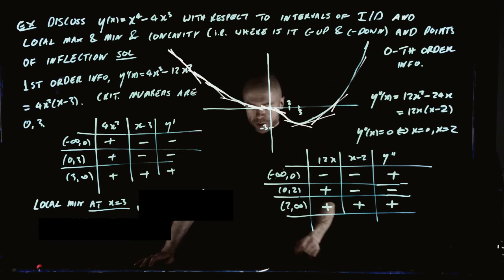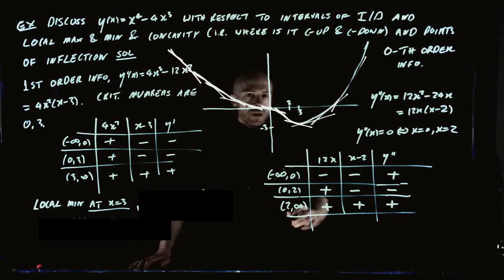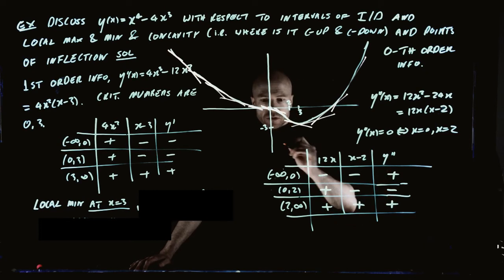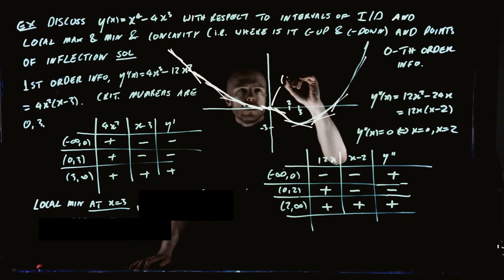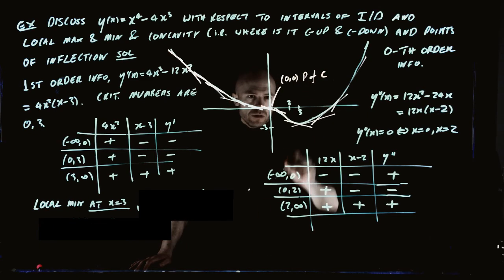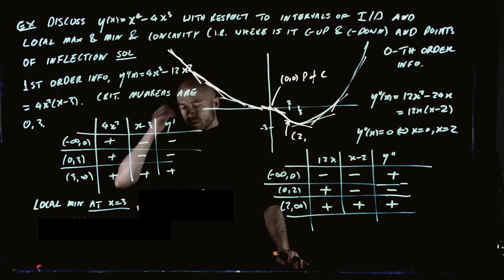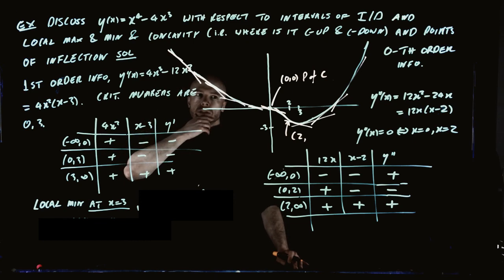We need to identify the points of inflection. Points of inflection are where we go from concave up to concave down. That's going to happen at 0. So this is a point of inflection right here: (0, 0) is a P.O.I. And it also happens here at 2. So if we put 2 into this, we're going to have 16. What is 4 times 8? 32. So 16 minus 32. So it should be minus 16 here.